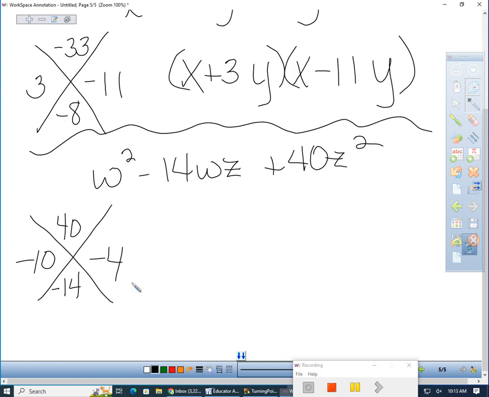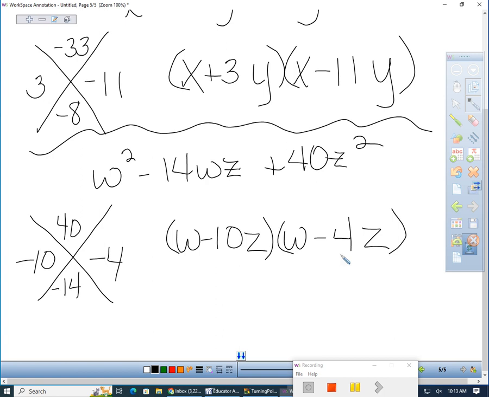Yep. So I'm going to do my 2 sets of parentheses. My first variable is w. So I put a w in the front of both. My final variable is z. I'm going to put a z at the end of both. The left side of my x is a -10. The right side of my x is a -4. All right. Questions? Not a single one. This is easy. Feeling confident.